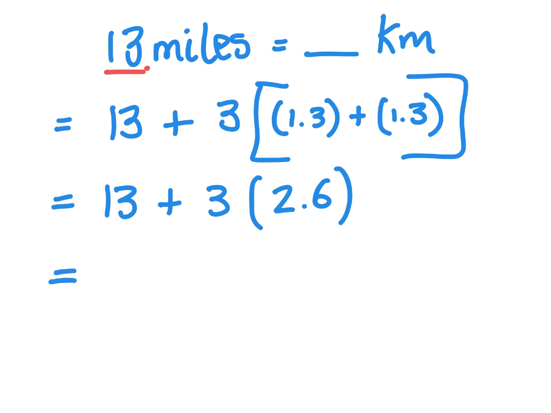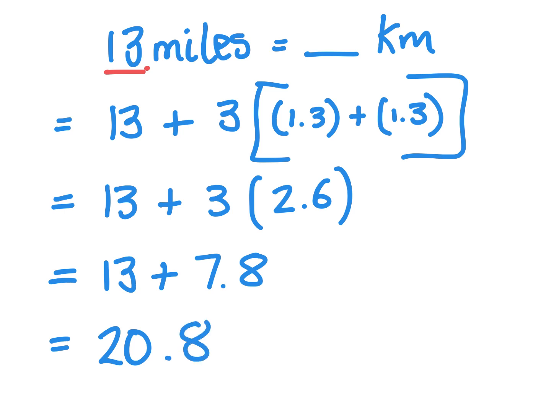3 lots of 2.6, you'd add the 2 three times, so that would be 2, 4, 6, and the 0.6 three times would be 1.8, so that would be 7.8. 13 plus 7.8. So the answer is 20.8 kilometres.